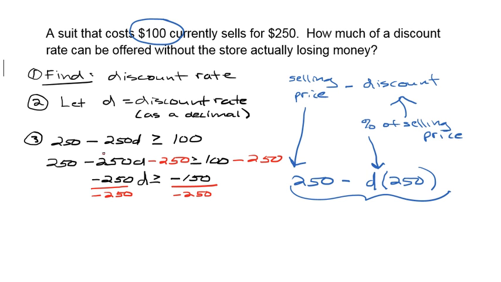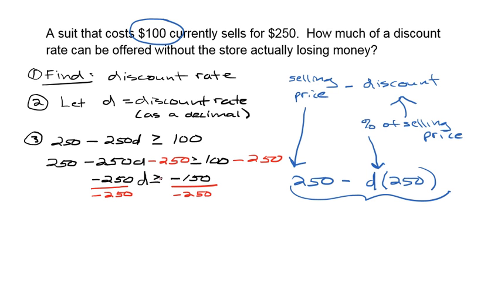Okay, to solve this, I've got my variable term here, which means I need to get rid of the 250. Now this is a positive 250, so to get rid of it, I'm going to subtract 250 on both sides. Now please don't lose this minus sign. It belongs to the 250D. So it's a negative 250D greater than or equal to negative 150.